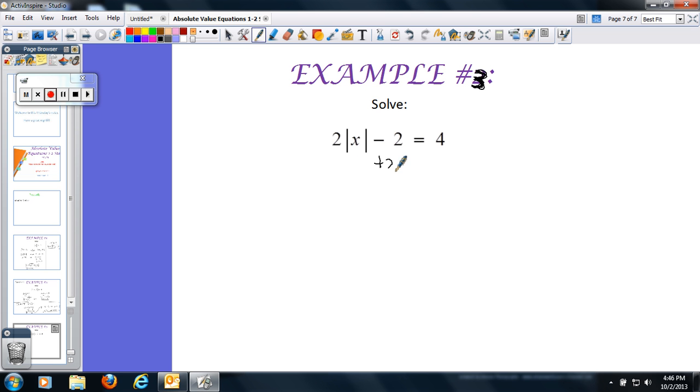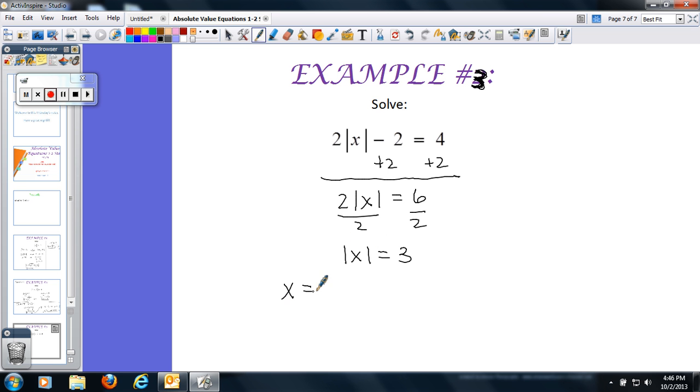So I'm going to start by adding 2 to both sides. This gives me 2 times the absolute value of x equals 6. Now I'm going to divide by 2, and I get the absolute value of x equals 3. Now I can make my two equations. There is nothing left outside.